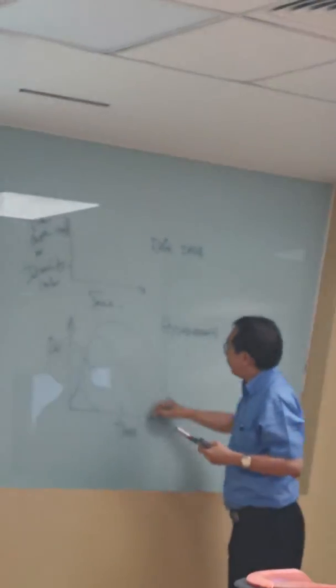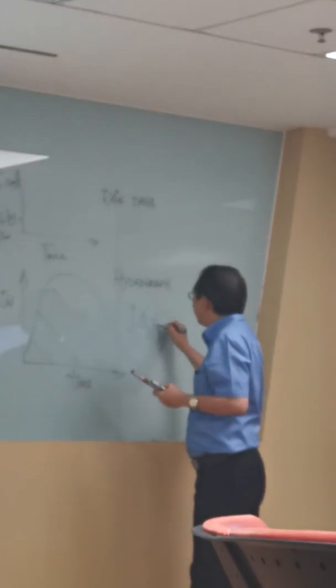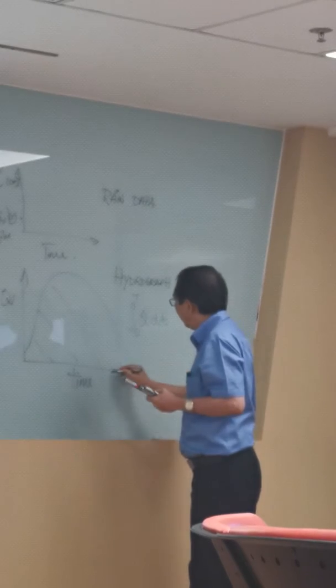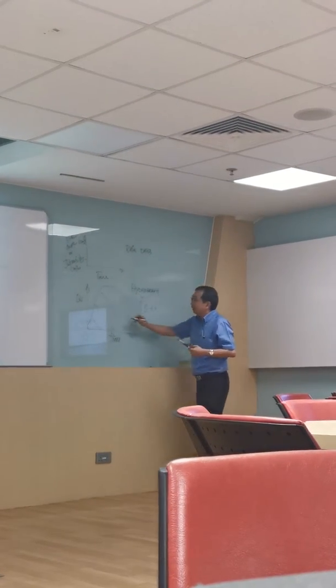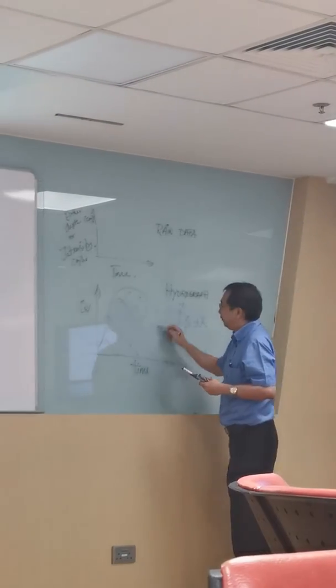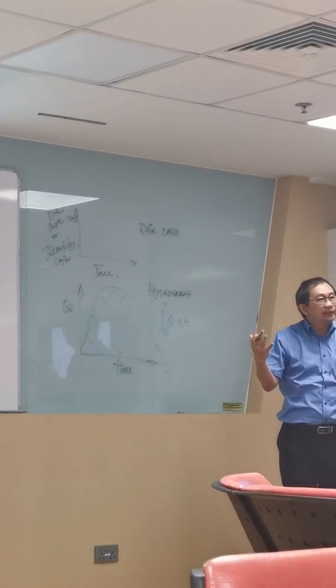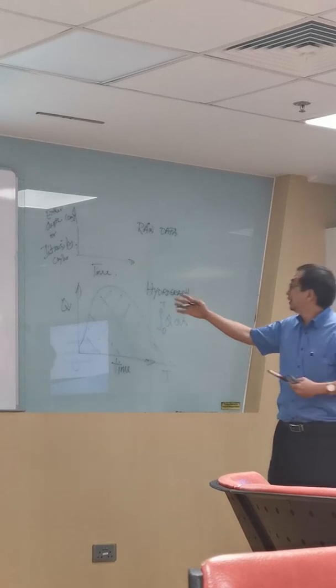Hydrograph. In other words, you are doing this, right? From the beginning of the rain to the end of the rain, you integrate it. You are getting the area under this curve. Is it the same as the total rain?